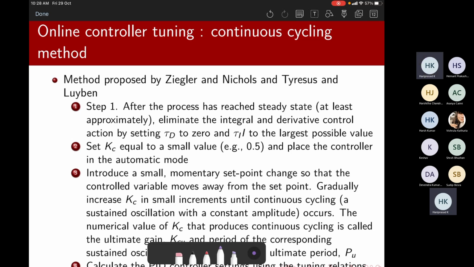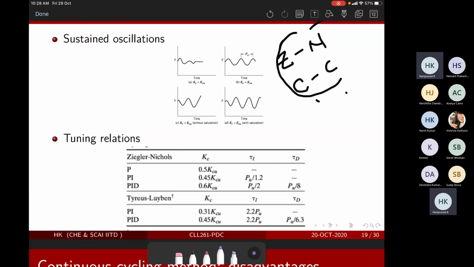One of the ways to do this is as proposed by, so these are algorithmic protocols. Somebody has proposed them, you go and do it, and based on that result you do whatever you want. One is a method proposed by Ziegler and Nichols and Tyreus and Luyben. The difference here is only in the table. What Ziegler-Nichols proposed and what Tyreus-Luyben proposed differ only in the table.